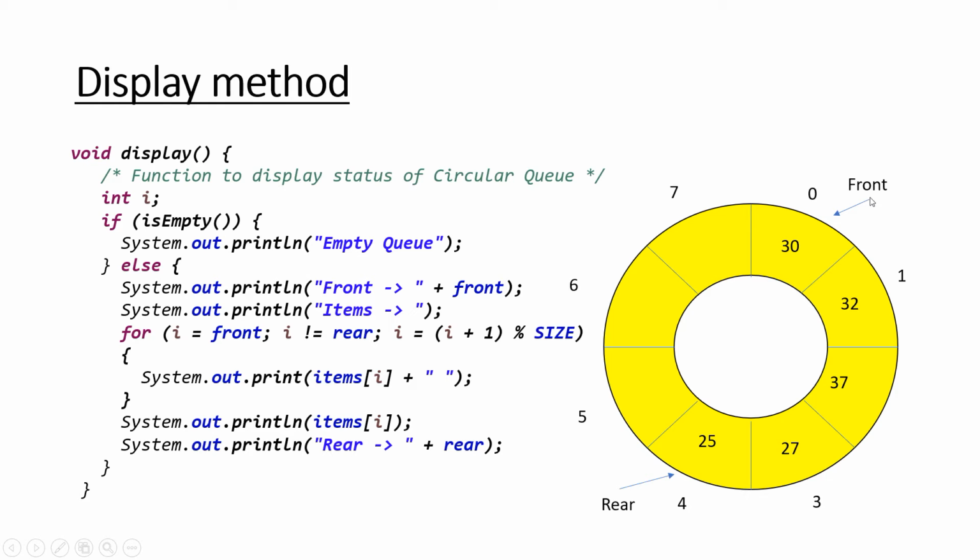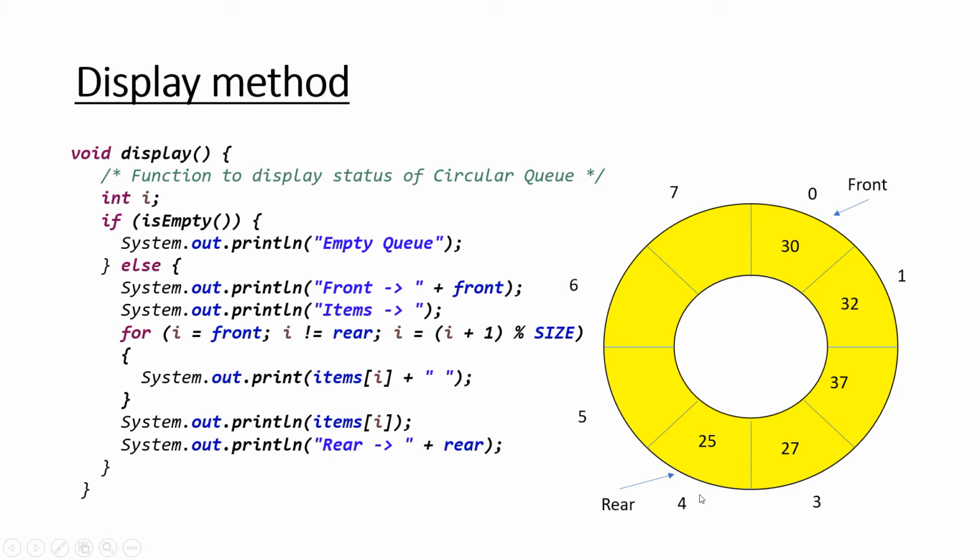Now to iterate from front to rear, we are going to start with i equal to front and i not equal to rear. So I will start from the front. The i is the iterator which will start from the front and go all the way to rear. Now in this case, the increment will not happen as i plus plus. We have to increment in this manner only, like (i plus 1) modulus size.